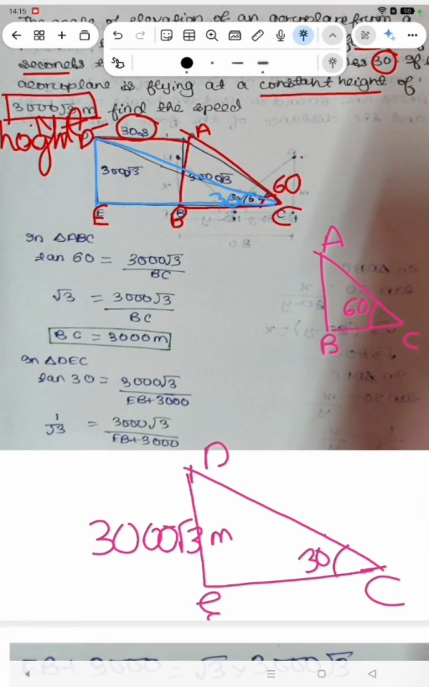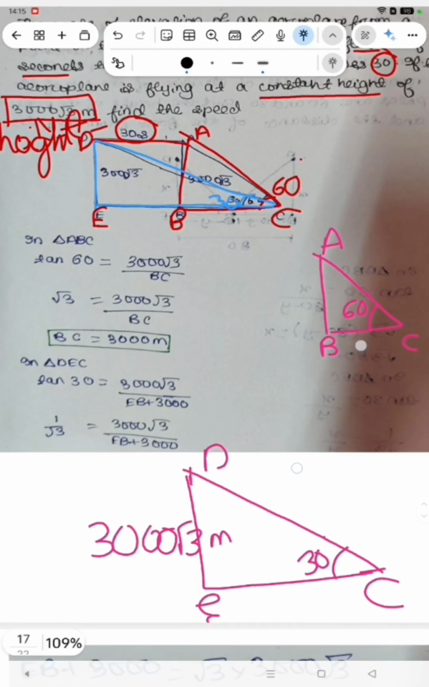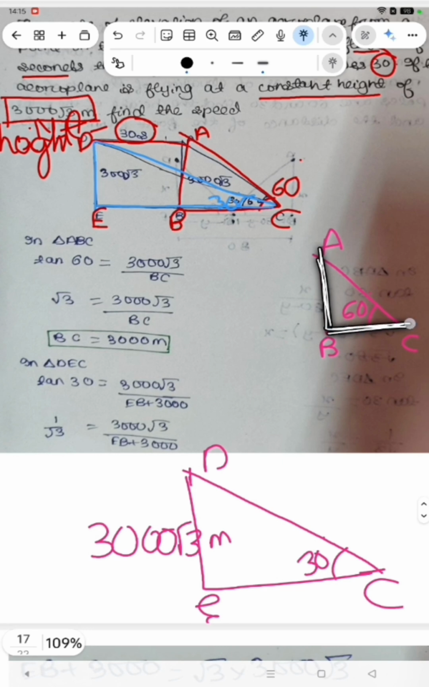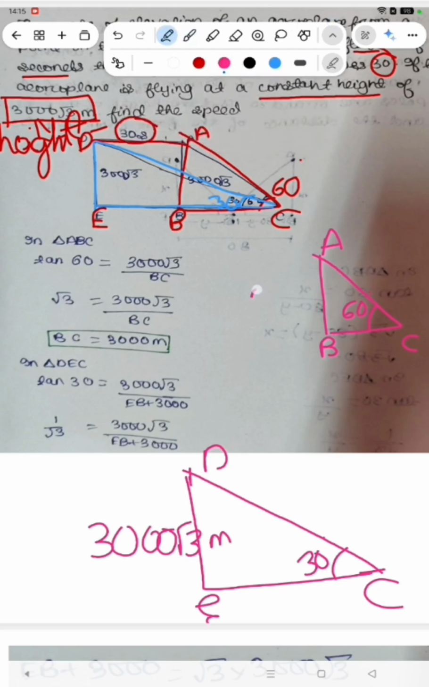Now in triangle ABC we have to put the value of tan 60. As you know, tan is equal to height upon base. So this is the height and this is the base. I forgot to write the height here: 3000 root 3. So tan 60 is equal to 3000 root 3 upon BC.